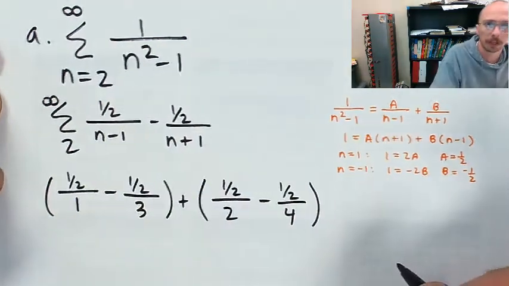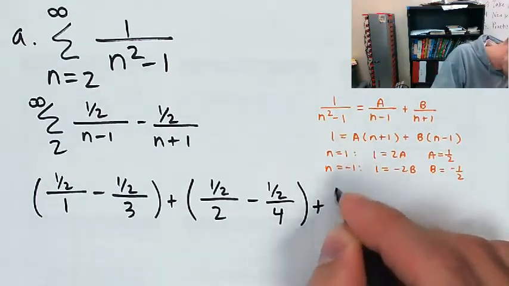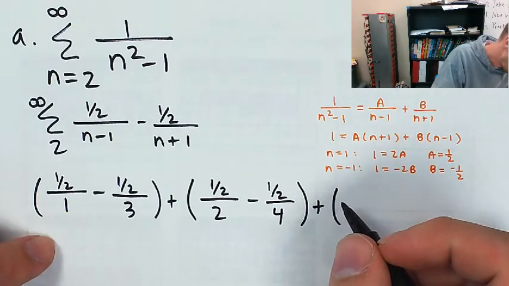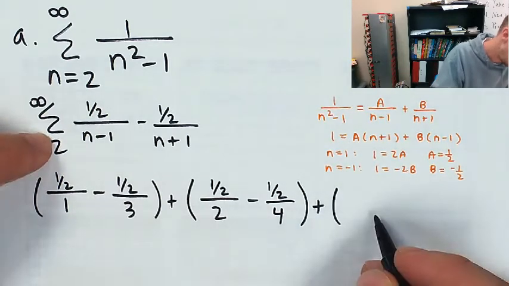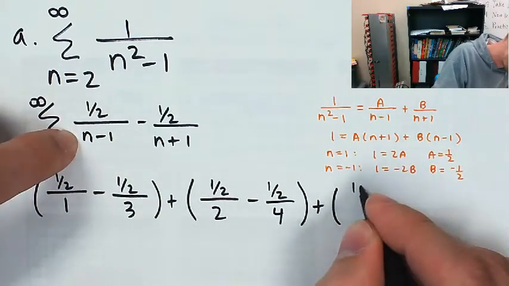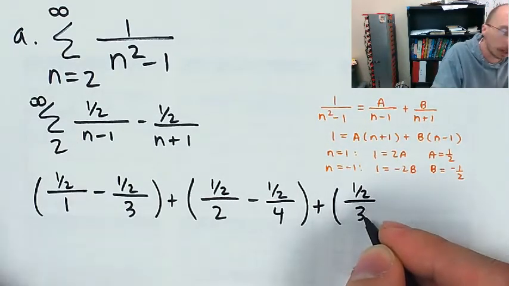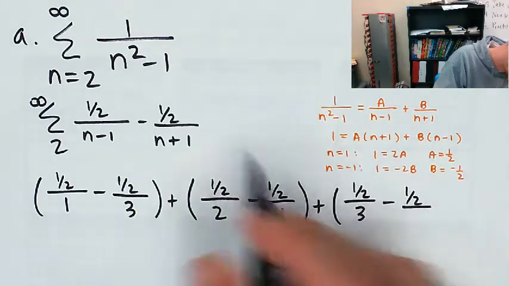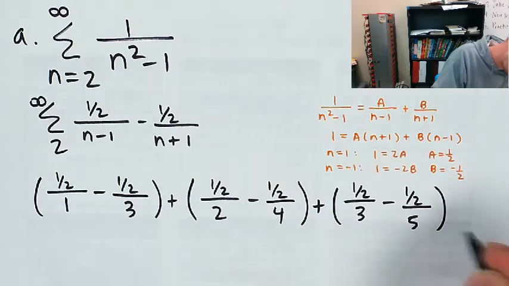Is this ever going to actually telescope? Well, I hope it does. Not really sure what's going to, oh, I see what's going to happen here. Now, when this was n equals 2, that's n equals 3. The next one will be n equals 4, so it'll be 1/2 over 3. Now I've got one that's going to cancel. Minus 1/2 over n plus 1, which is going to be 5.